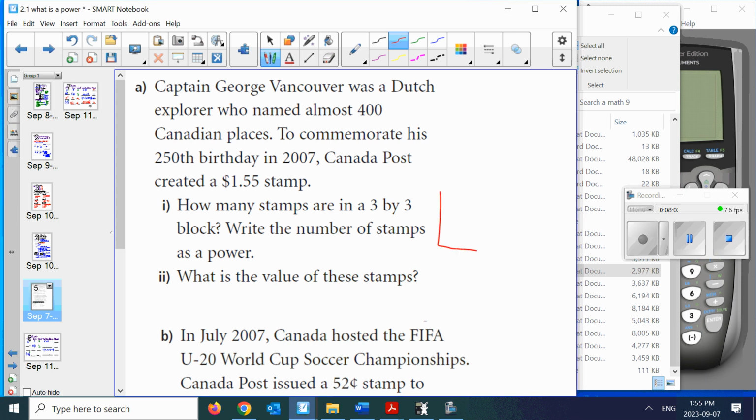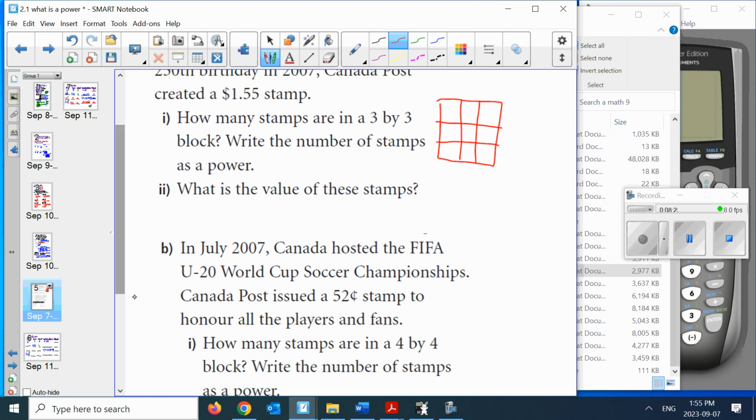I think you already get it, don't you? You know how when you buy stamps, you can buy them one at a time, but you can buy a booklet of stamps. Got it already, right? 3 squared. 9 stamps times $1.55, then it's the value. The other one's almost the same. I think it was a 4x4 block. Yeah. You don't have to draw it, but I wanted you to visualize it.